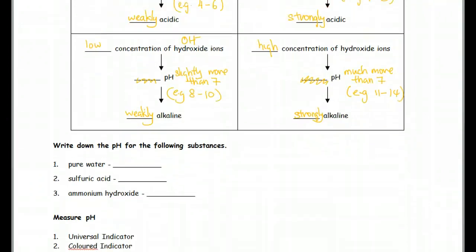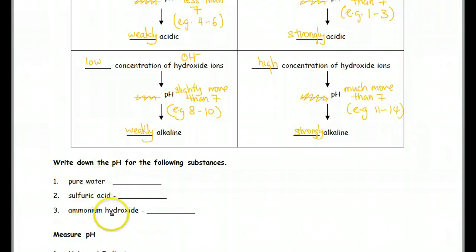So let's try some examples over here: pure water, sulfuric acid, and ammonium hydroxide. Pure water, we know it is neutral. For neutral substances, what's the pH? It's actually 7. So we write here pH 7. Sulfuric acid is strongly acidic, so the pH is maybe about 2 to 3. Ammonium hydroxide is somewhere in between. It's not that weak, but neither is it very strong, so the pH ranges about 10 to 11. These are your pH values for the following substances.